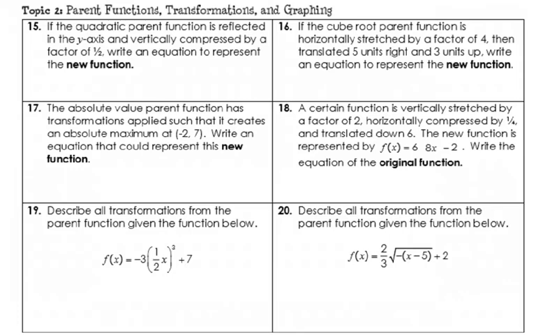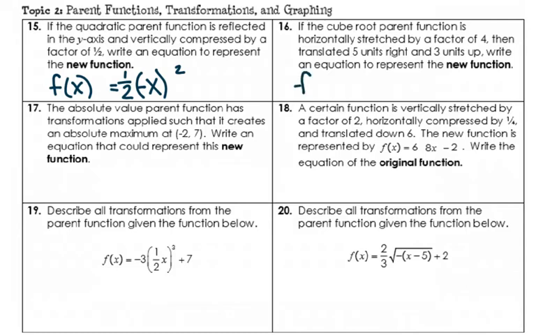Alright, we also looked at parent functions, transformations, and graphing. You can look back at the notes, look at all the rules while you're doing this. I'm just going to do it pretty quickly. So if the quadratic parent function, remember, would look like x squared. That's your parent function. If it's reflected in the y-axis, that means you would have a negative in front of here. It's compressed by a factor of 1/2. It's vertically compressed, so it goes in front. That's your new equation.